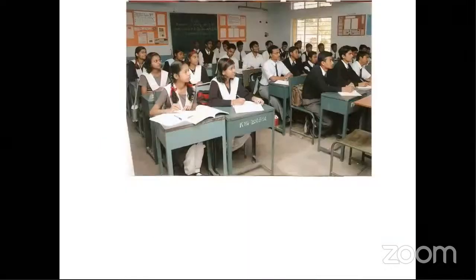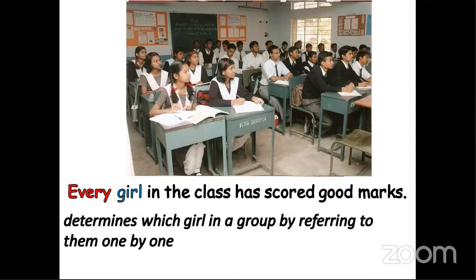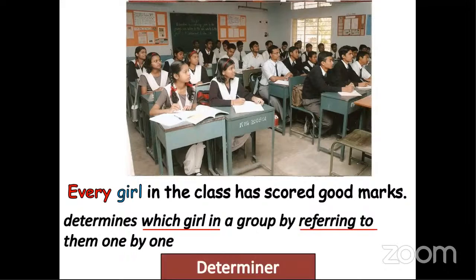Now let us look at this example here. Every girl in the class has scored good marks. Now in this sentence, the word every determines which girl in a group by referring to them one by one. So in a class, we are referring to each girl one by one. Hence, in this sentence, every is a determiner because it is determining which girl in a group by referring to them one by one. So every is a determiner and it has been placed just before a noun.